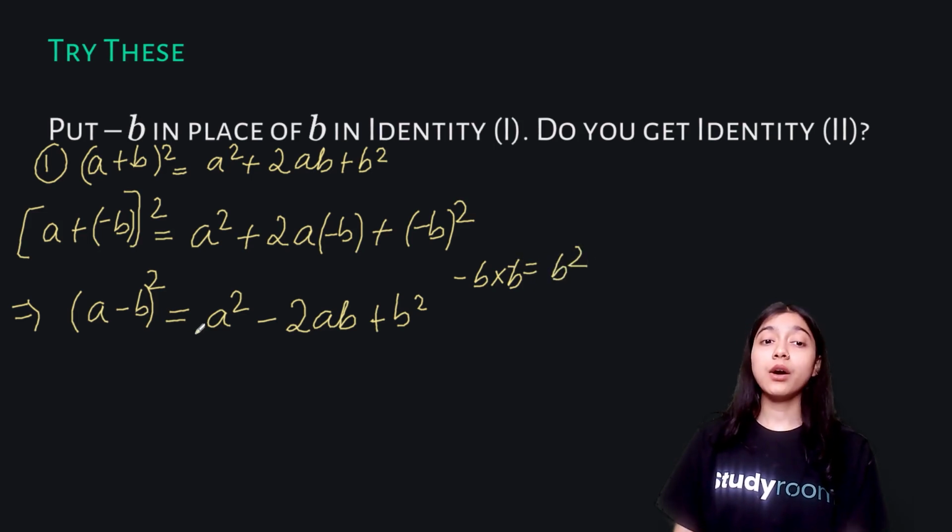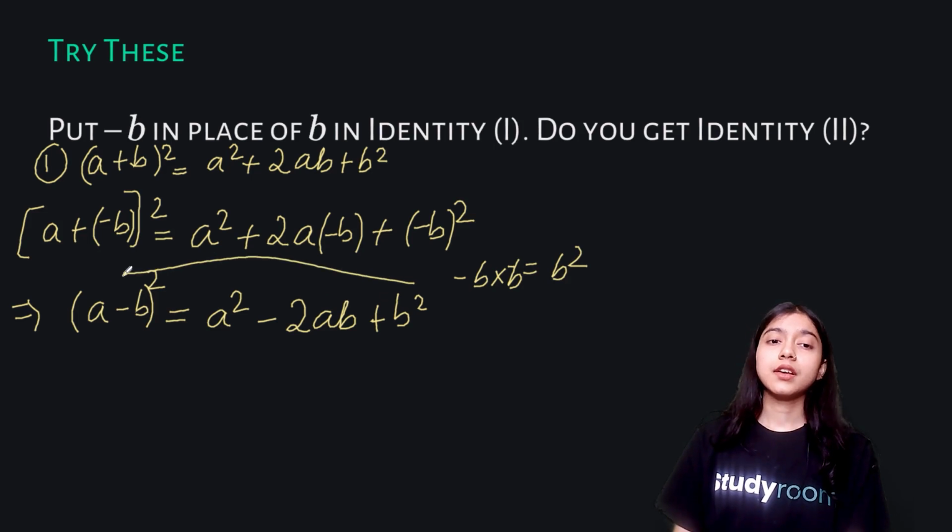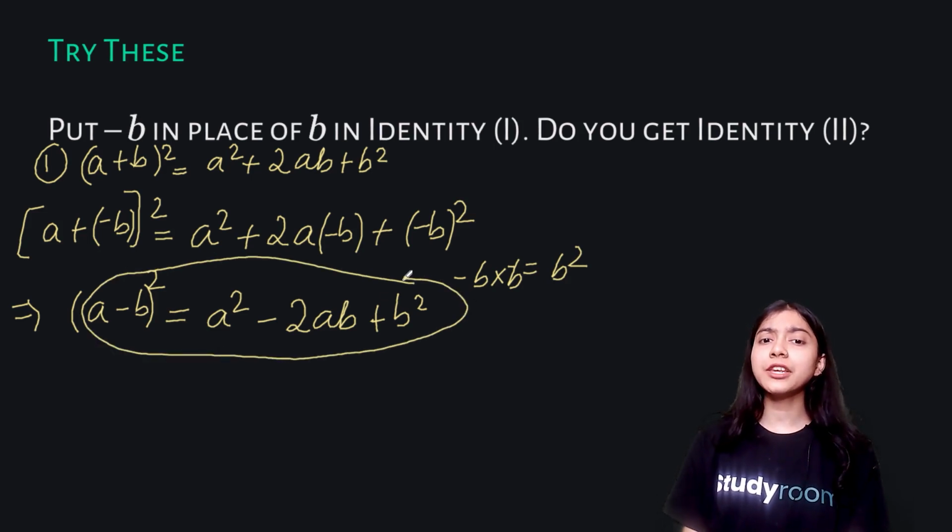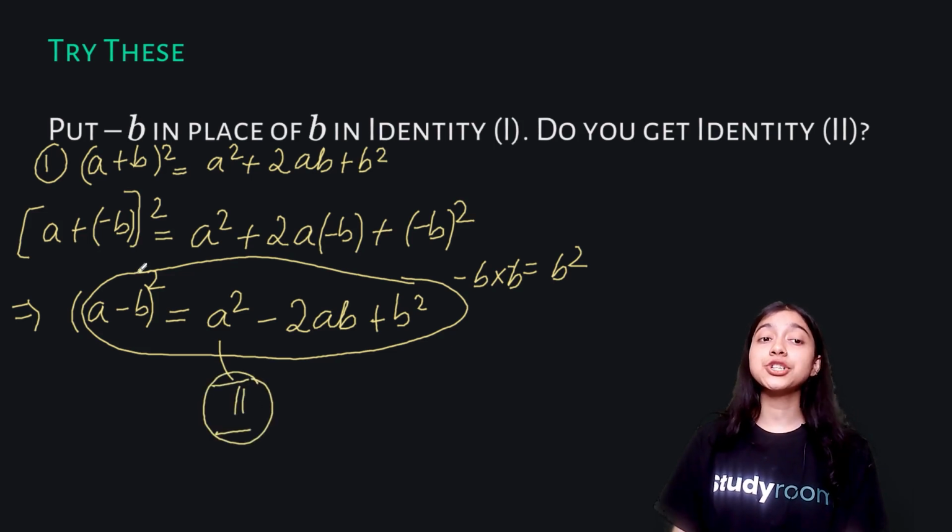Okay. Now, what is this? Is it looking something familiar? Yes. This is the identity 2 that I taught you. So what is the relationship between identity 1 and identity 2? When we put minus b in place of b in identity 1, then identity 1 becomes identity 2. That's it.